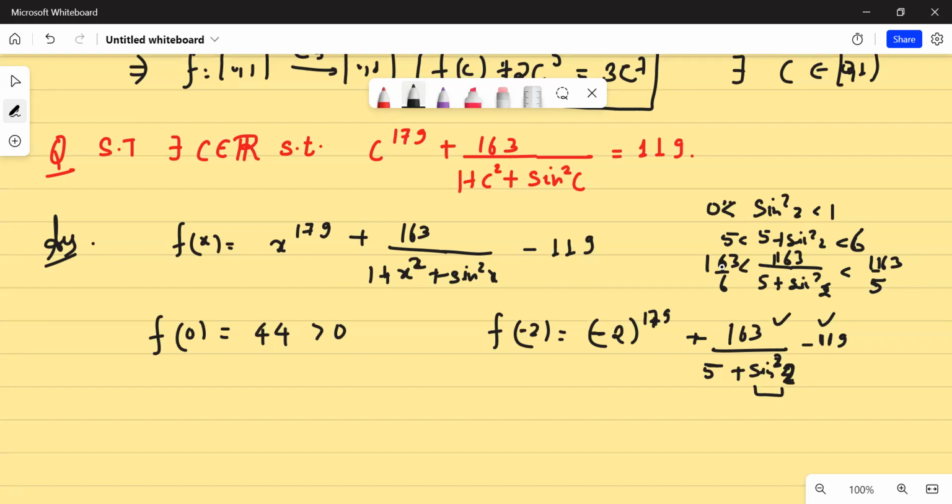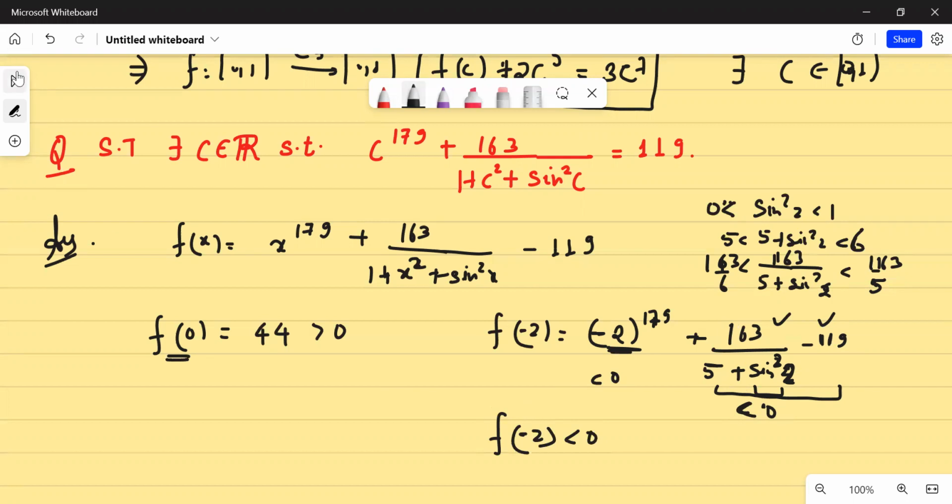So it will lie between 32 and like 163 divided by 5 would be around 32, and it would be somewhat less than 32. In any case it is somewhere 20 to 30. If I subtract 119, it would be negative. Overall this entire term would be negative, and there is a negative term here also, minus 2 to the power 179, this would be negative. So you can clearly see that your f of minus 2 is negative.